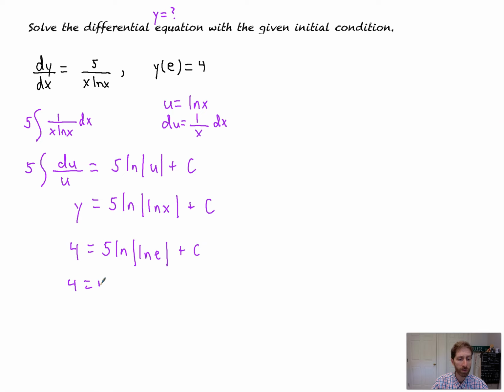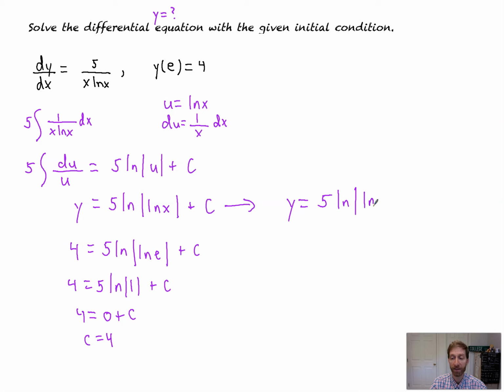So you get 4 equals 5 ln of e. Ln of e is 1, because e to the what gives you e? 1. So all of that goes to 1, plus c. The ln of 1, that's 0, because e to the 0 is 1. Ooh, well this is working out very nicely. C is equal to 4. So we take our original answer here, and we plug in. So y is equal to 5 ln of x, absolute value still standing, plus 4.